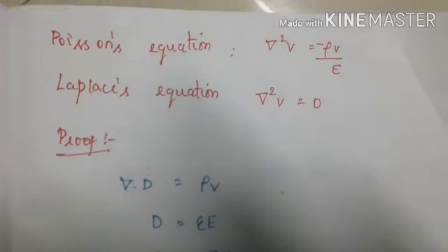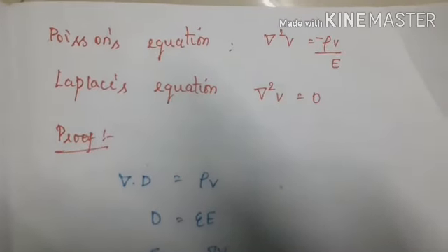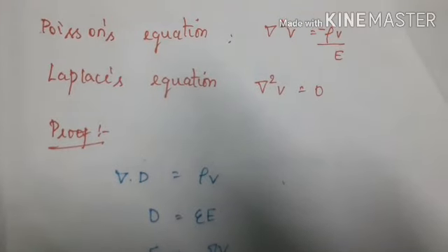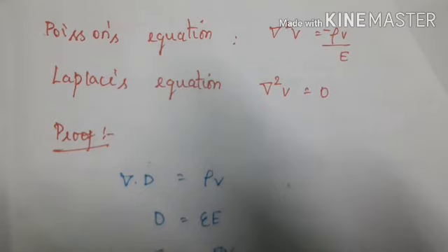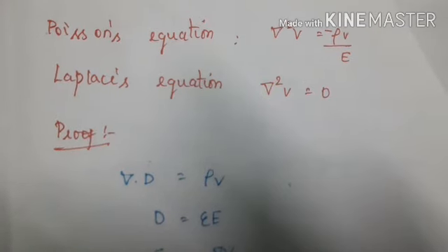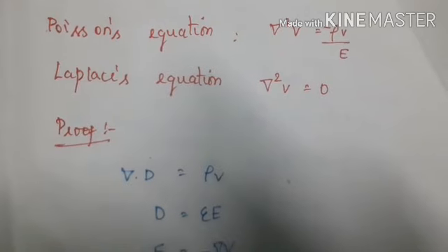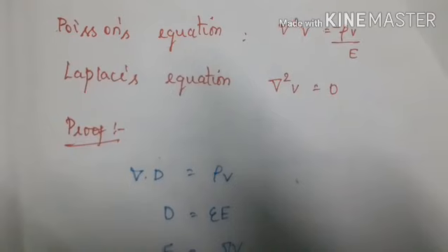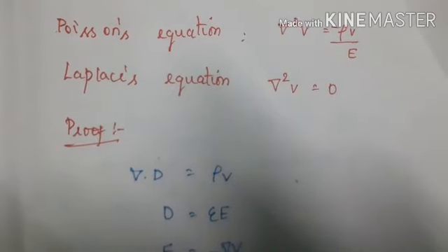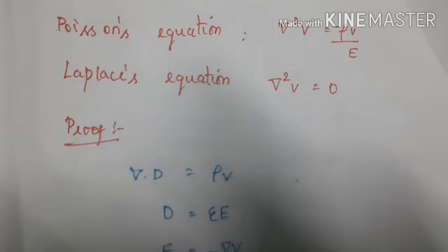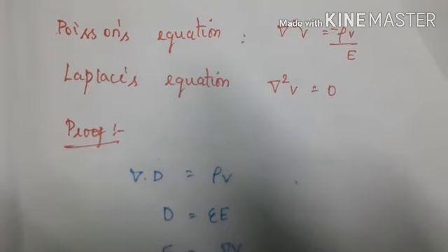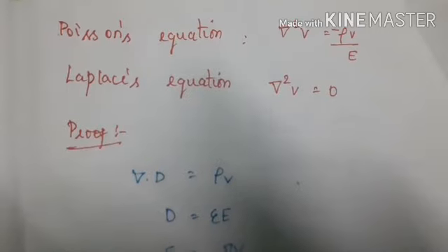Next important point is Poisson's equation and Laplace equation. Poisson's equation is del squared V is equal to minus rho V by epsilon. Laplace equation is del squared V is equal to 0. In the Laplace equation, the volume charge density will always be 0, so we get del squared V is equal to 0. Right? So the condition of the Laplace equation is that the volume charge density should be 0.